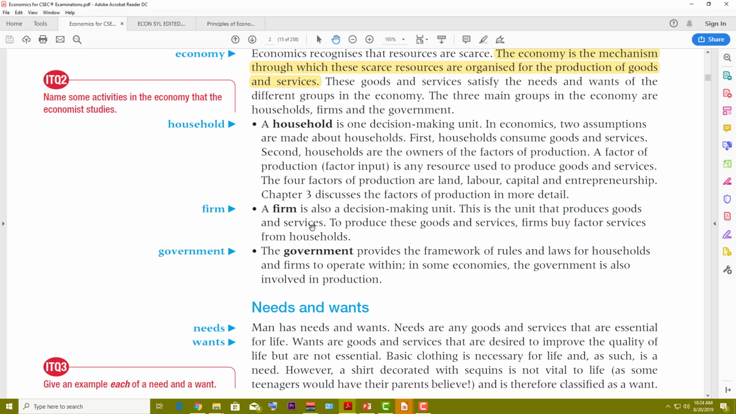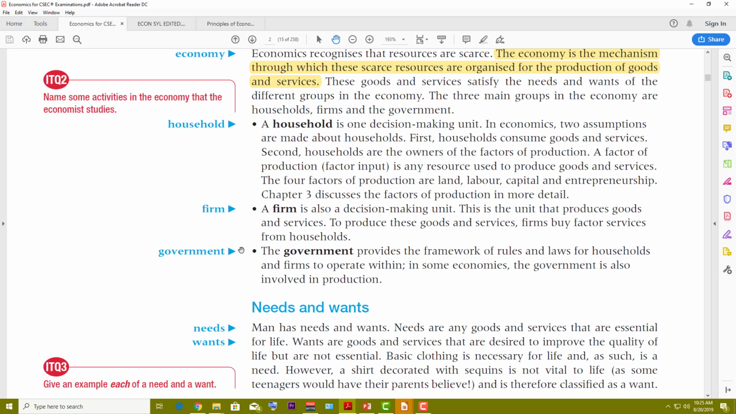Next, the next agent here is the firm. A firm is also a decision-making unit, as we said before. This is the unit that produces goods and services. To produce these goods and services, the firm buys factor services from the household. Whatever firm it is, the firm is the business. So, for example, Hilo is a firm, General Foods is a firm, and any other place that has private institutions, that's a firm. That's a business. They are the ones who produce the goods and services, whether it is financial services, a haircut, a salon, or a bank. They produce food, they produce bread, the supermarket, those things. So the firm is the one that produces the goods and services that the households use.